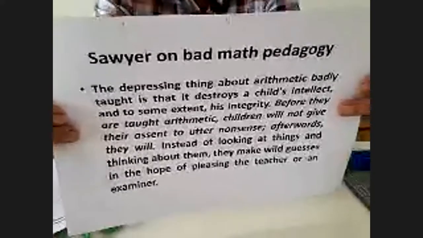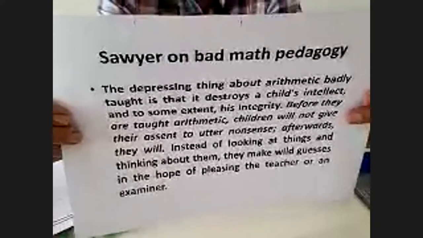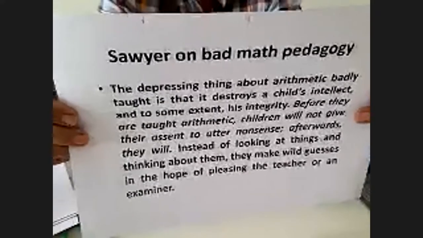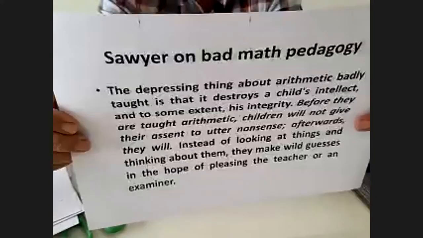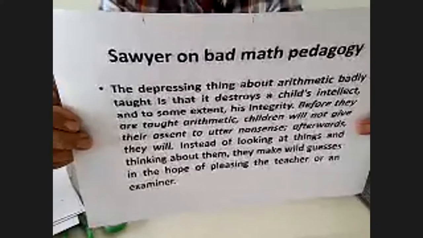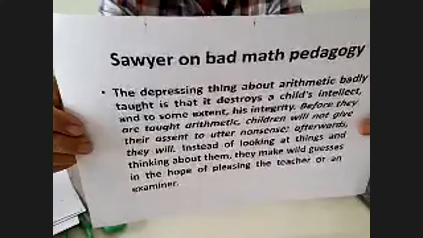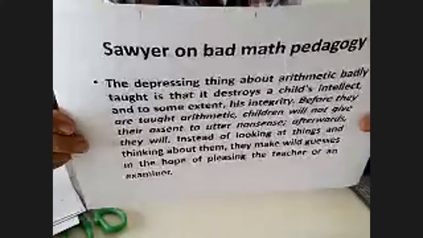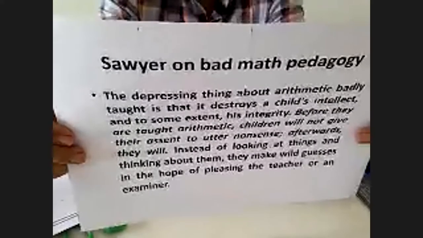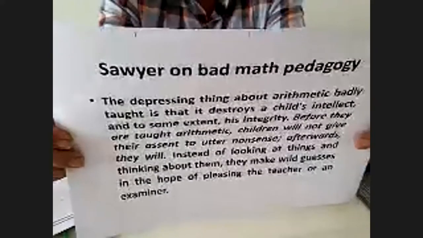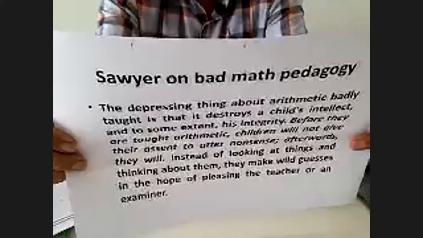The depressing thing about arithmetic badly taught is that it destroys a child's intellect, to some extent, his integrity. Before they are taught arithmetic, children will not give their assent to utter nonsense. Afterwards, they will. Instead of looking at things and thinking about them, they make wild guesses in the hope of pleasing the teacher or an examiner. Strong words, but realistic.